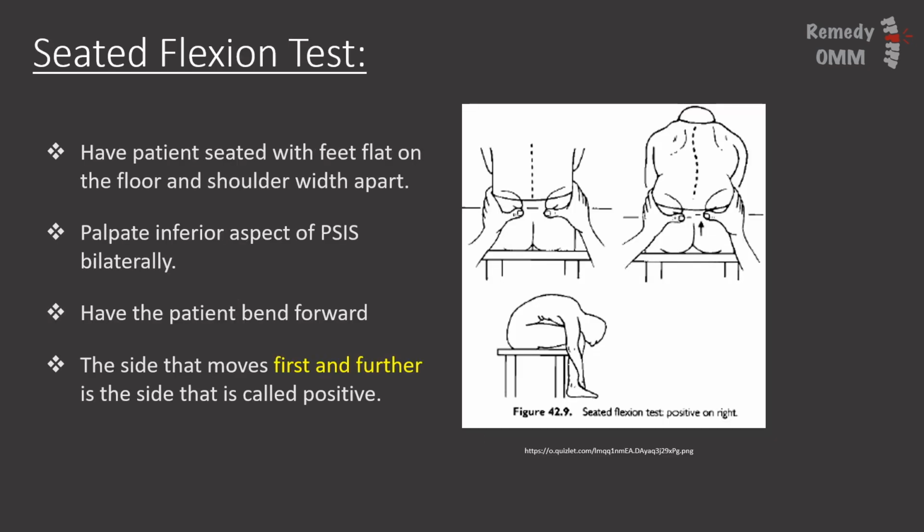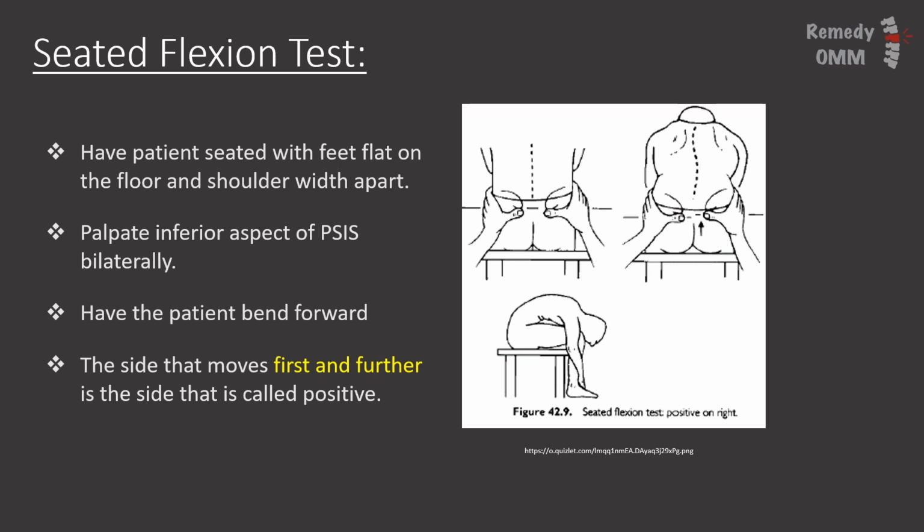In addition to palpating the landmarks and figuring out which are anterior and posterior, you'll also need to perform a seated flexion test. The seated flexion test locks out the innominate, and so any other movement that occurs will occur through the sacrum. Have the patient seated with their feet flat on the floor and spread shoulder width apart. Palpate just inferior to the PSIS on both sides and have the patient bend forward as if they were to touch their toes. As the patient is performing this motion, you want to observe which side moves first and furthest. That will be the side that is considered positive.